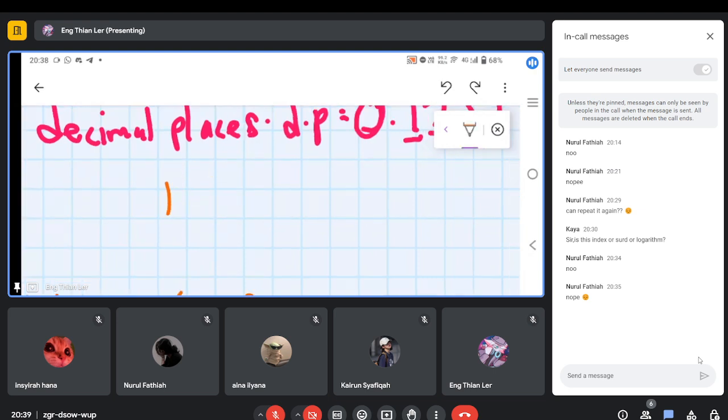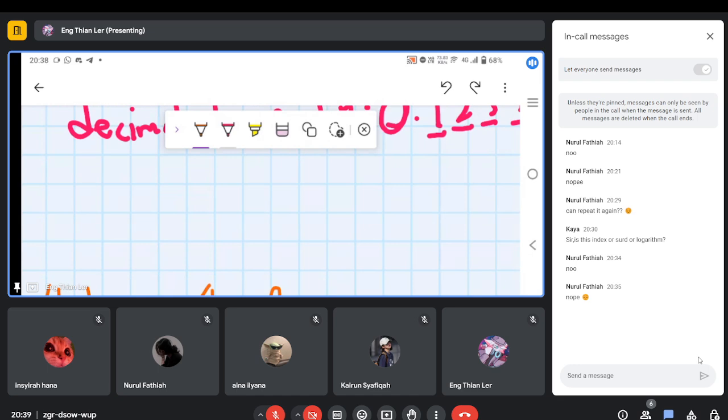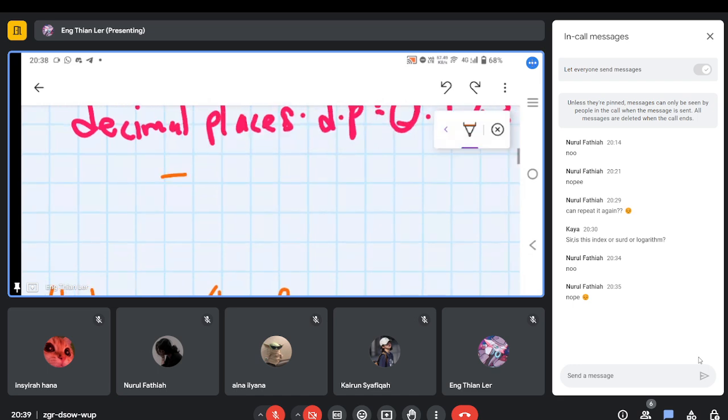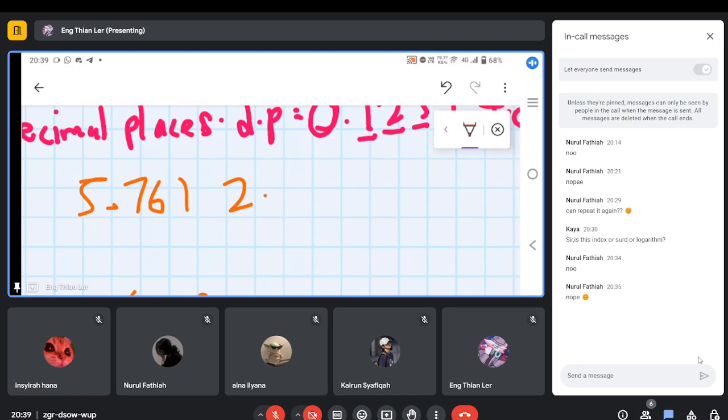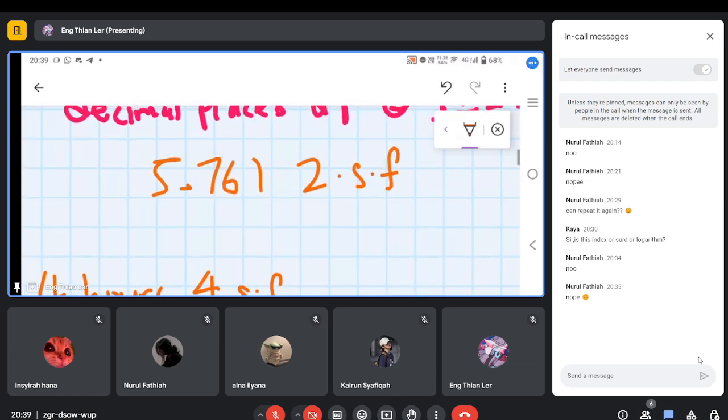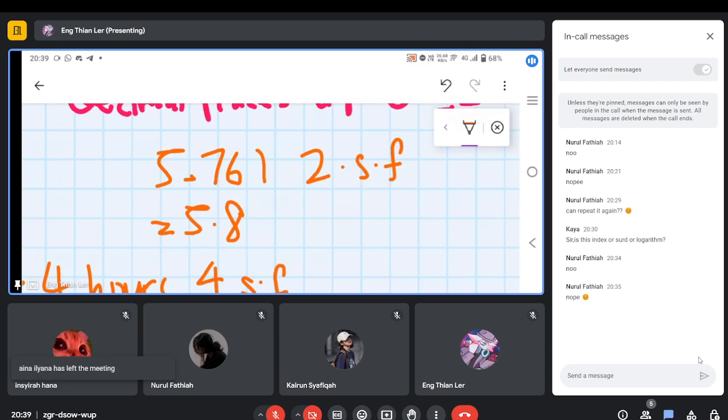How to explain it? Okay, I'll just give you an example with decimals. Let's say 5.761. I need to round this off to 2 significant figures. So count from 5: 1, 2, and after that the digits become 0. When we round this off to 2 significant figures, we will get 5.8, because the 7 will become 8 because of the 6. We add 1 because the 6 is greater than 5. So this is how significant figures work.